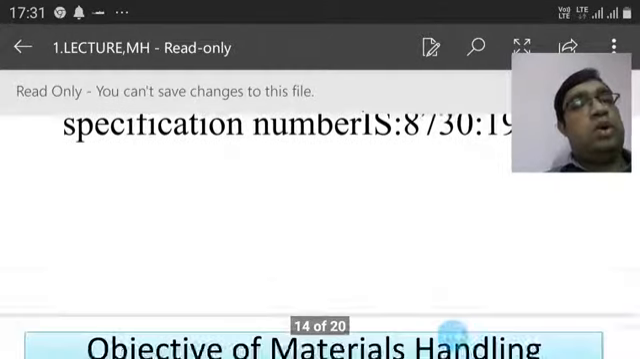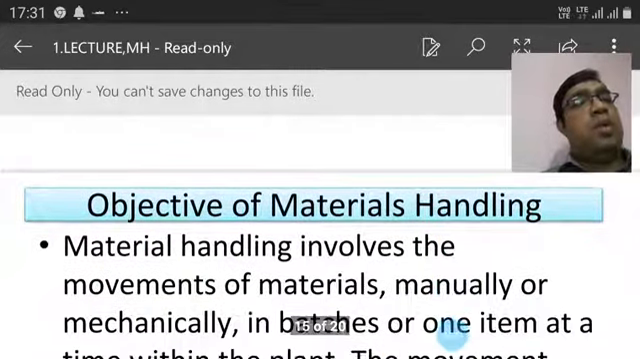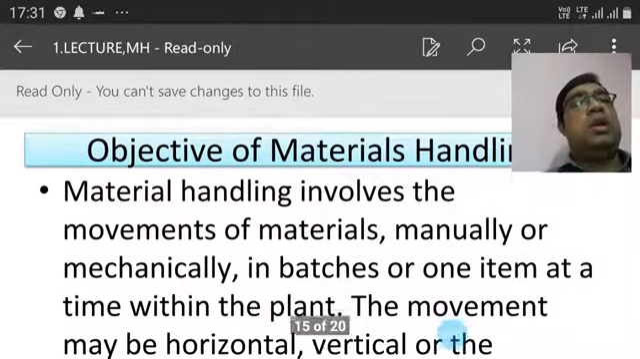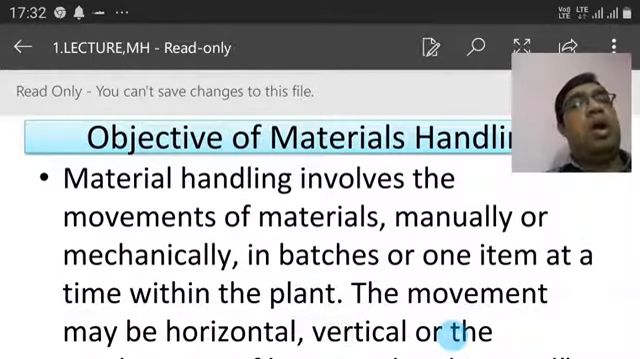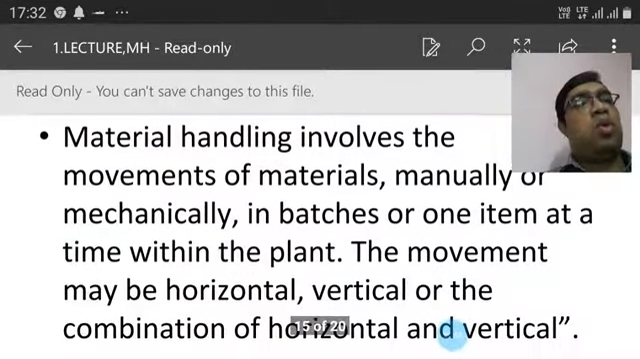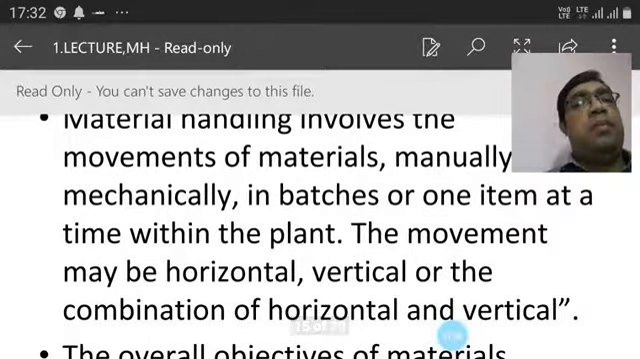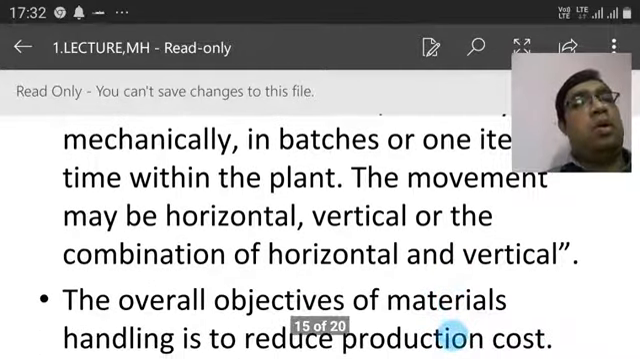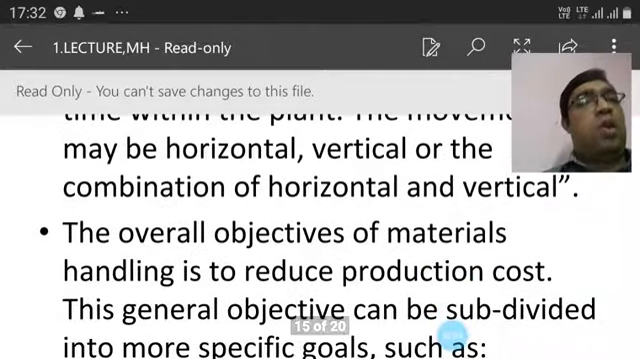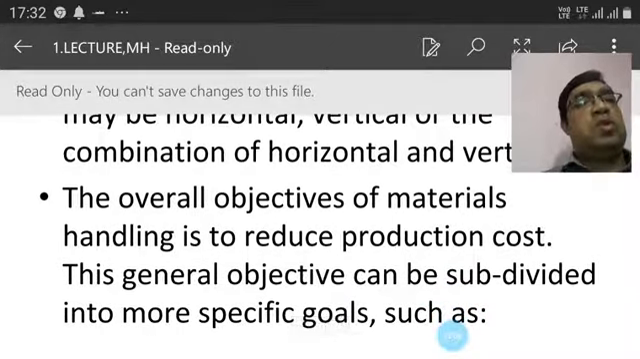We have to consider the objectives of materials handling. Materials handling involves the movement of materials manually or mechanically, in batch or one item at a time, within the plant. The movement may be horizontal, vertical, or a combination of horizontal and vertical. And the overall objective of materials handling is to reduce production cost.